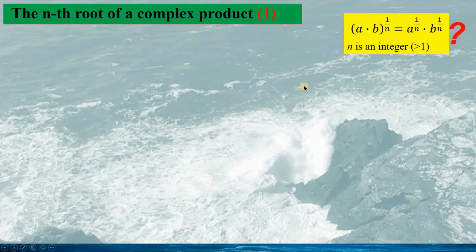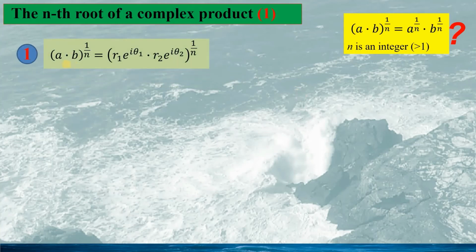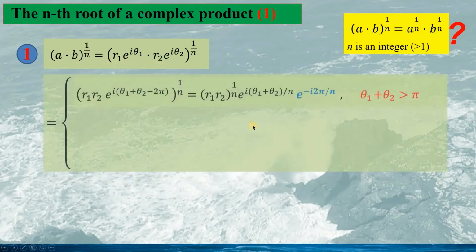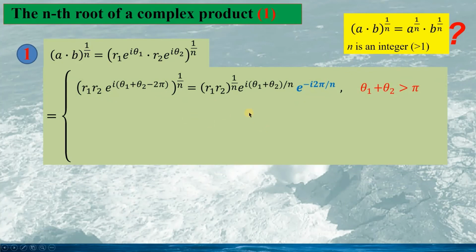In the next 2 slides, we will look at the general situation for the nth root of the complex product A times B, whether it would be the same as the nth root of A times the nth root of B, when n is an integer larger than 1. We look at the product first. We can have the expression as this. And again, we have 3 different situations here.